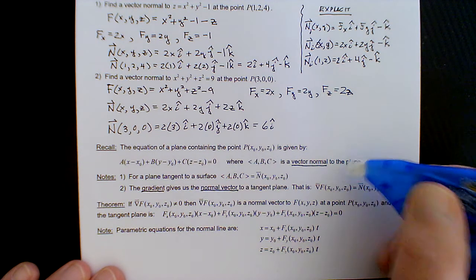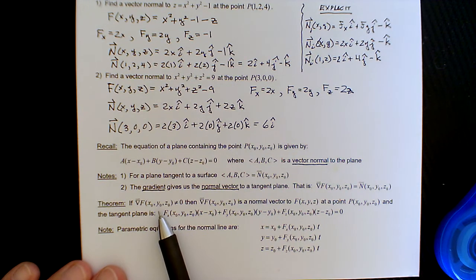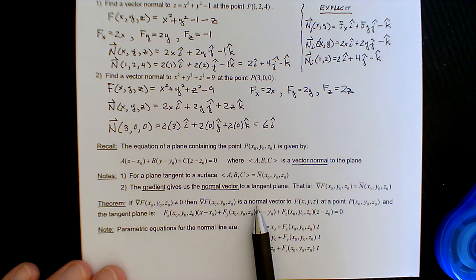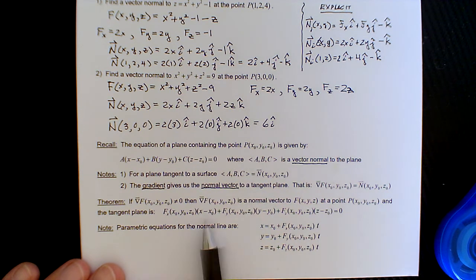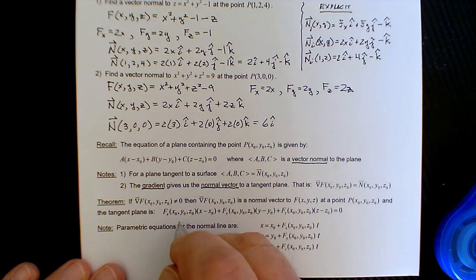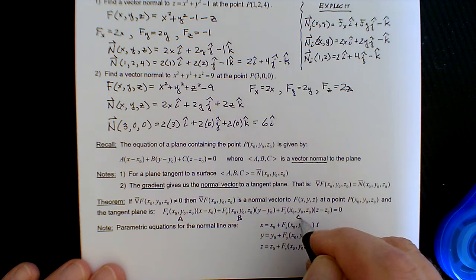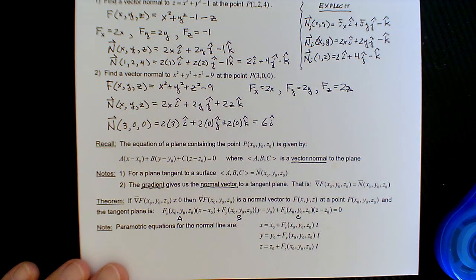To summarize this as a theorem, it's saying if the gradient's not 0, then the gradient at a point is the normal vector to the function at that point, and therefore the tangent plane is going to be, see, these are the f sub x evaluated at the point, and the f sub y, and the f sub z. Those are really the a's, b's, and c's, which is the normal vector.